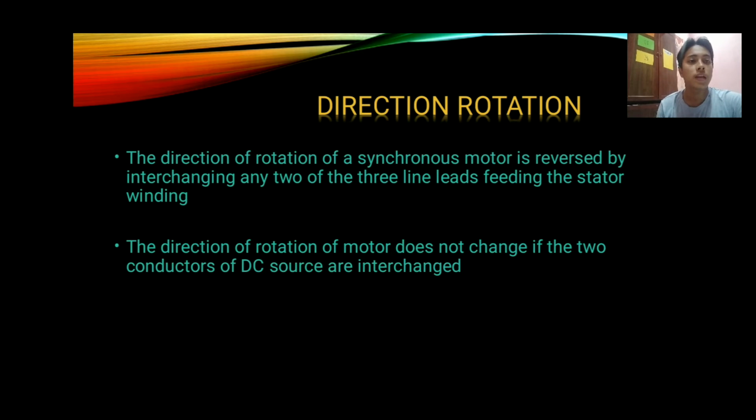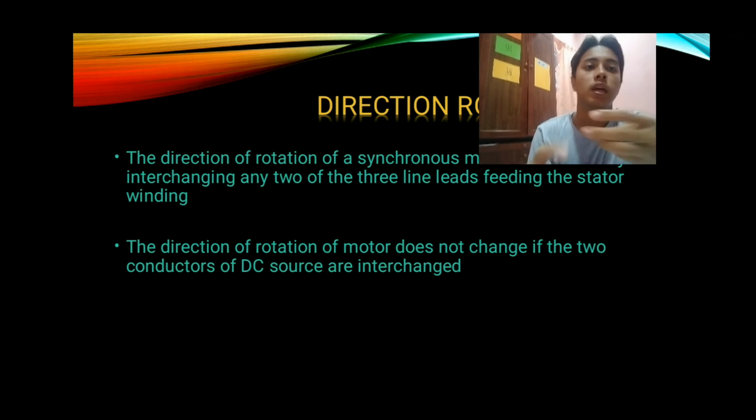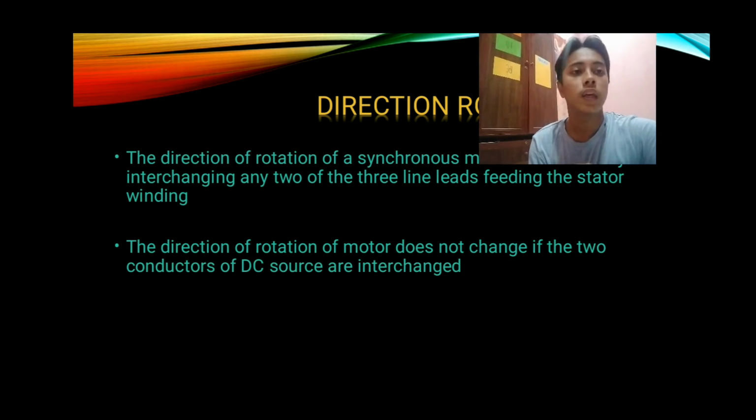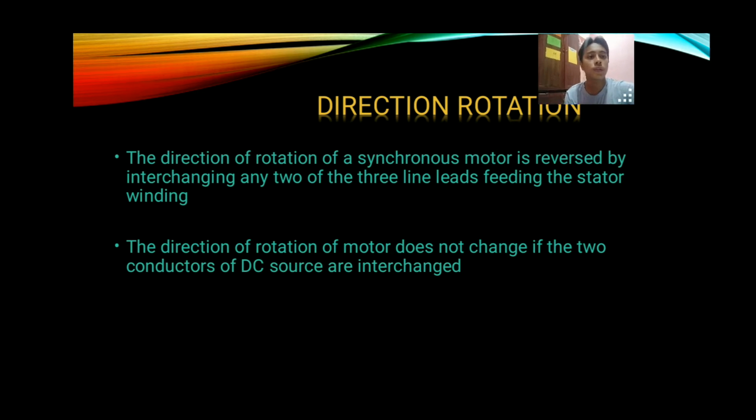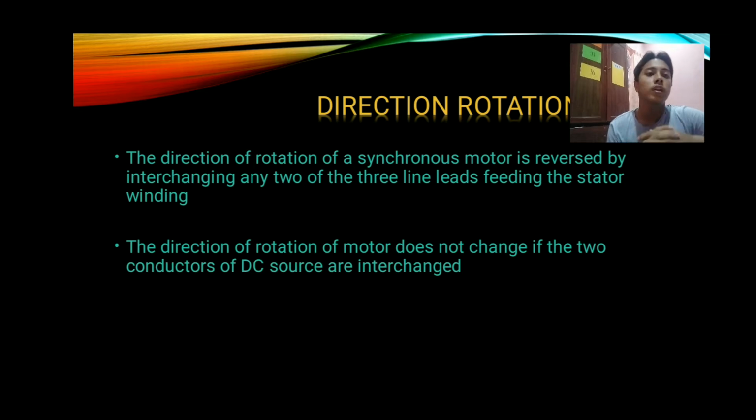Okay, next is the direction of rotation. The direction of rotation of a synchronous motor is reversed by interchanging any two of the three line leads feeding the stator winding. It means we have three stator phases. We can assume them as A, B and C. So what we do is we change the wire for the B to the C and the C to the B, and this will affect the direction of rotation for the synchronous motor.